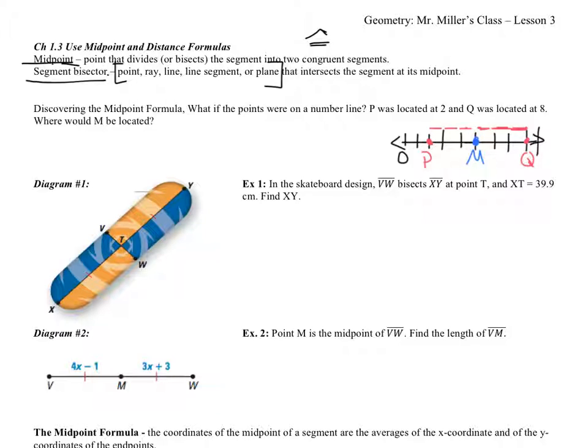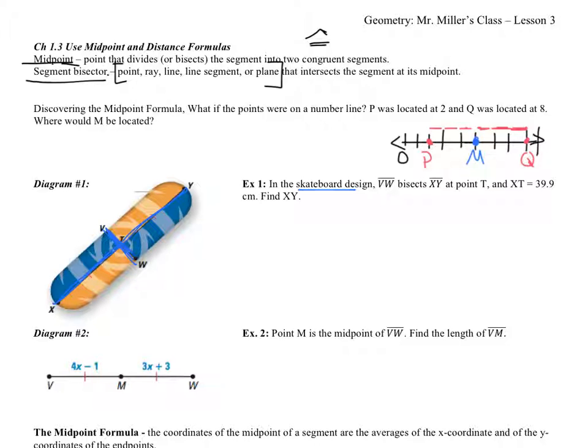Our first true example, we're looking at diagram number 1, and we're looking at the skateboard, I believe it is. Yeah, skateboard design. So we have a skateboard design, and we're looking at VW. So segment VW right here is going to bisect XY. So XY has our extended point here at point T, which is in the middle.